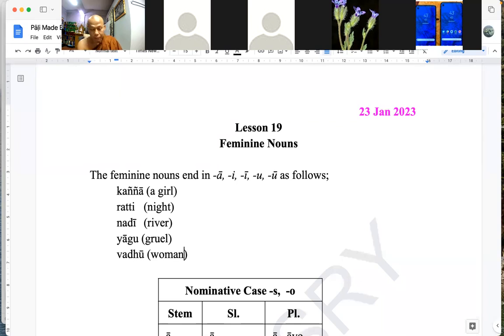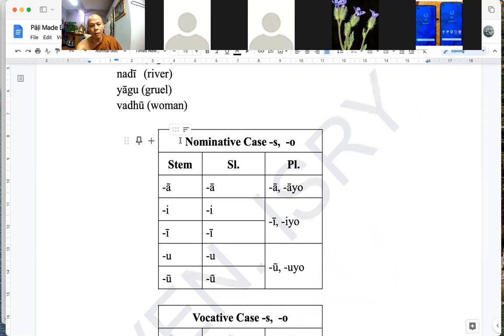Those nouns ending in the vowel in feminine gender, when they decline, when case endings are added to them, how do they change? So now we will learn in this lesson. So here, nominative case. The nominative case sign is exactly the same as the masculine, but maybe this 'ya' is inserted. Why? Later we will see.